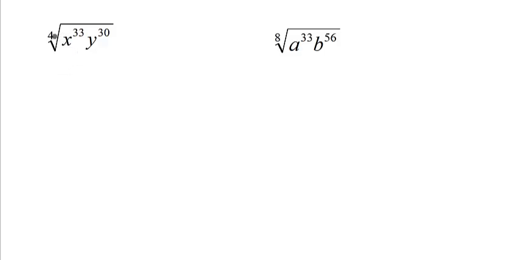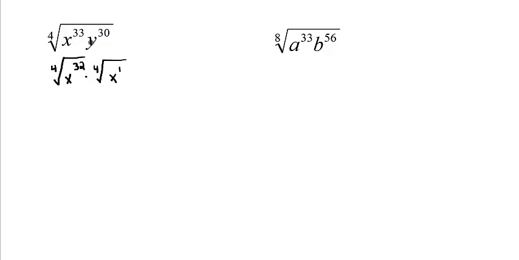Again, we ask ourselves, is 33 divisible by 4 evenly? It's not. So what's the next smallest number under 33 that 4 can divide evenly into? That's going to be 32. So we're going to break up x to the 33rd power into x to the 32nd times x to the 1st. And remember, we're taking the 4th root of both of those. So I'm going to write in the radicals.